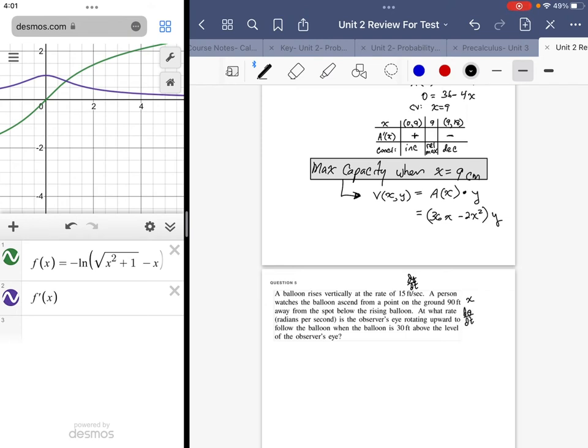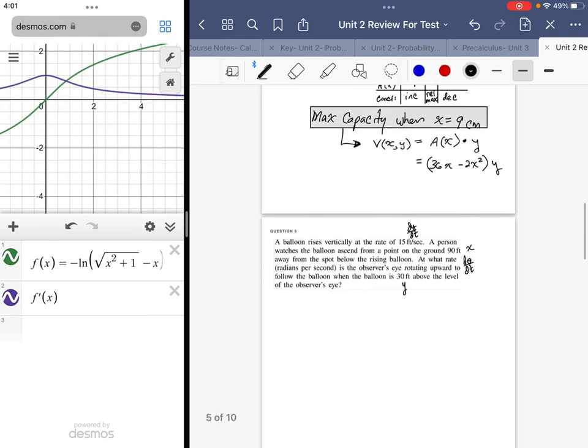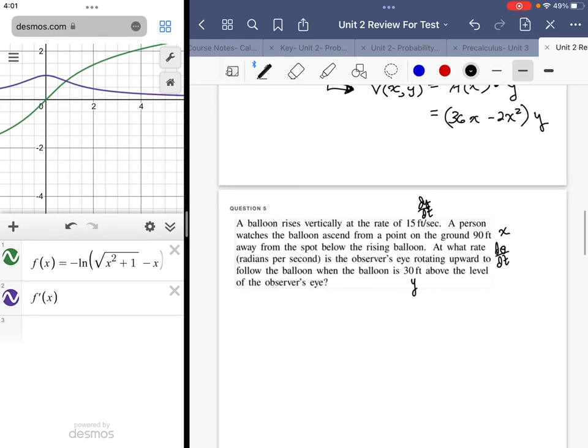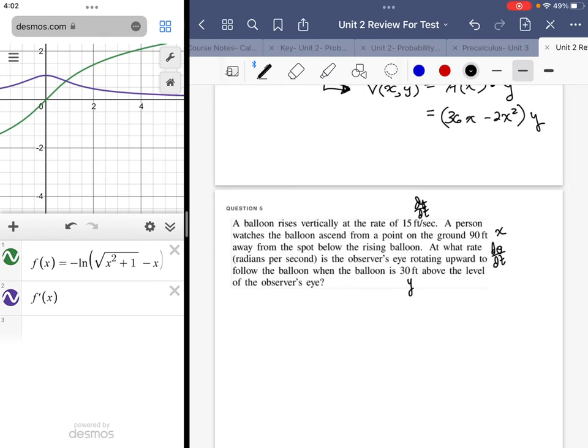Is the observer's eye rotating upward to follow the balloon when the balloon is 30 feet above the level of the observer's eye? Right? So that's a measure of height, or a vertical distance, so we'll call that y.